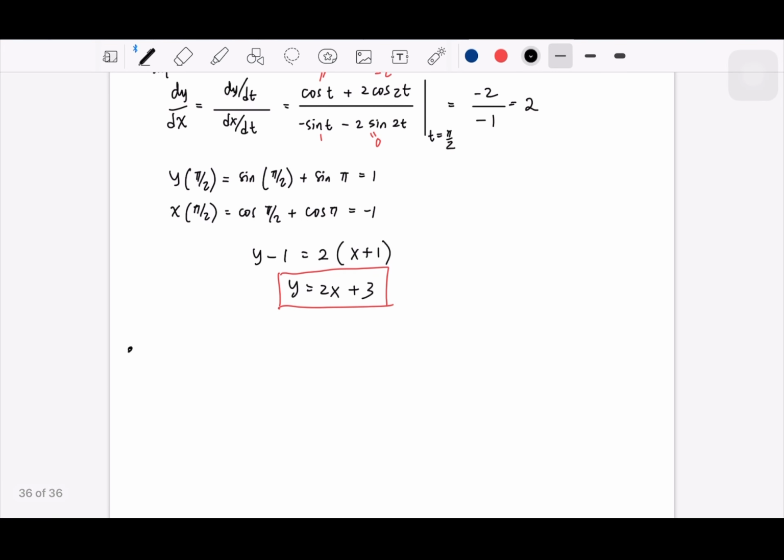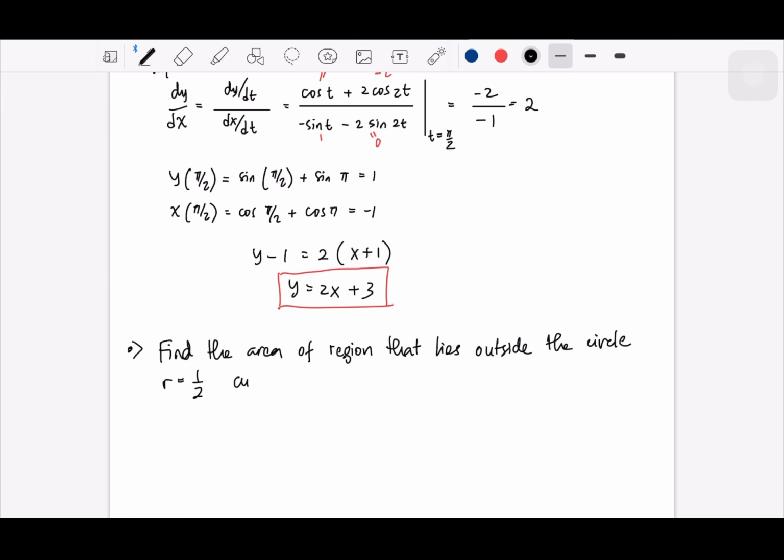Let me write here. Find the area of the region that lies outside the circle r equals half and inside the 4-leaf rose r equals cosine 2 theta.